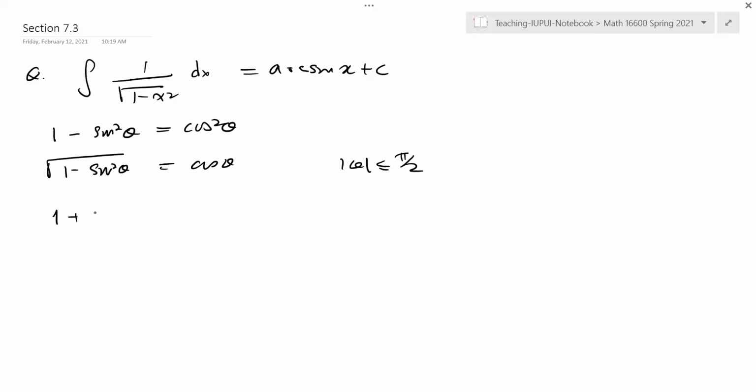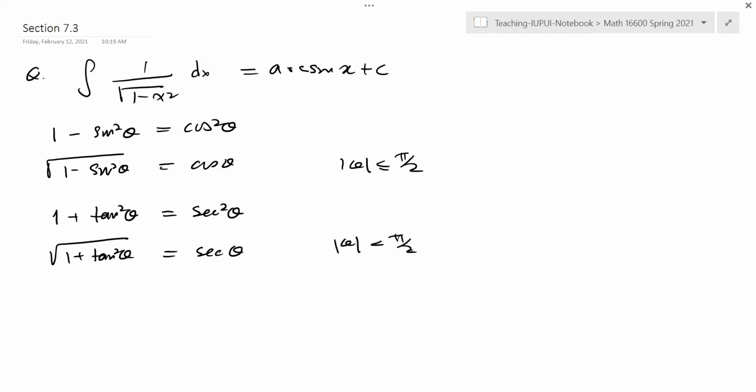Similarly, we have 1 plus tangent squared theta, and that is going to be secant squared theta. So if you put a square root on this, it will be just secant theta. I have to make sure theta is between negative pi over 2 and pi over 2, because secant theta is positive for theta between negative pi over 2 and pi over 2. That's the second thing.